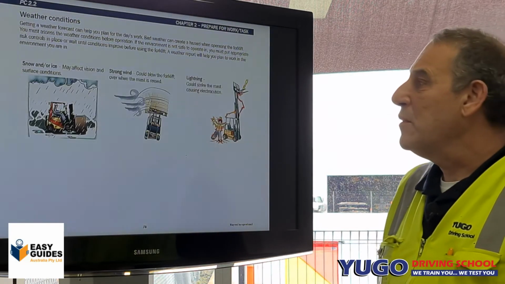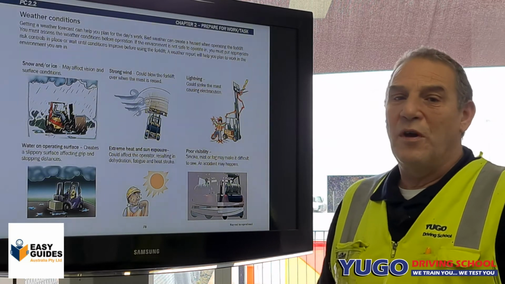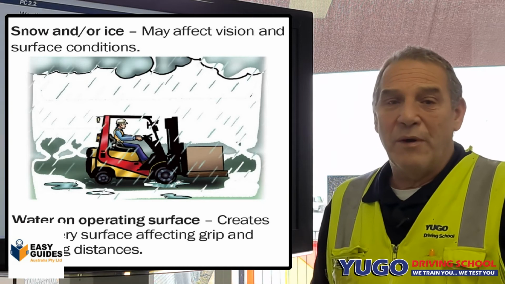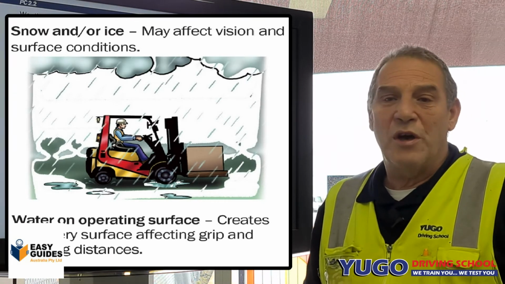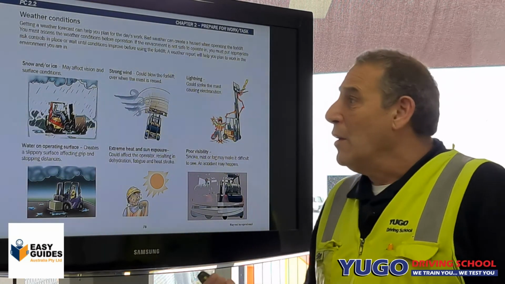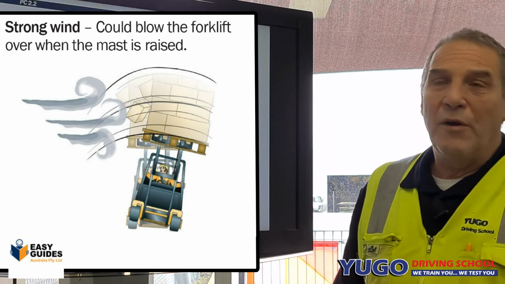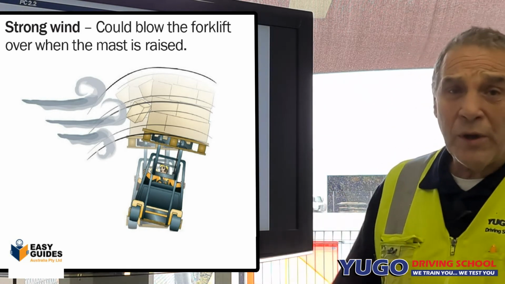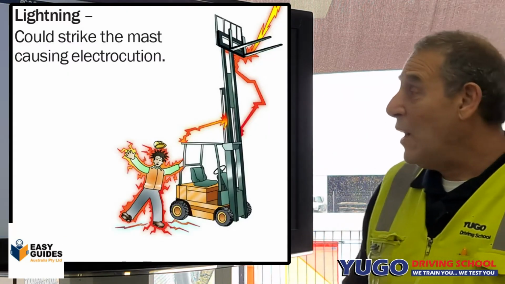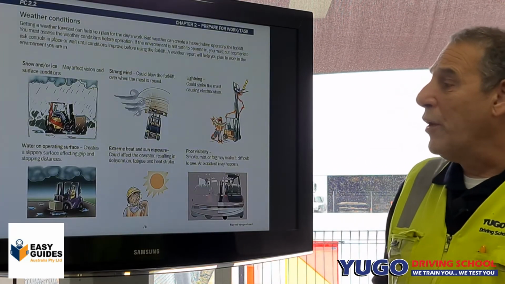Weather conditions. Weather conditions can affect the performance of your forklift. Snow and ice, slippery ground, ice on the ground, you'd want to use chains on your forklift. You want to adapt your driving to the conditions of the environment. Strong wind can lay your forklift over. You put a load up in the air, you get a good gust of wind and your forklift is tipping over sideways. Lightning, electrocution, death.